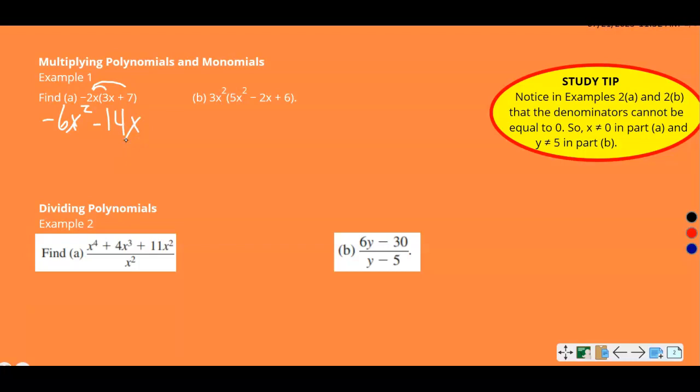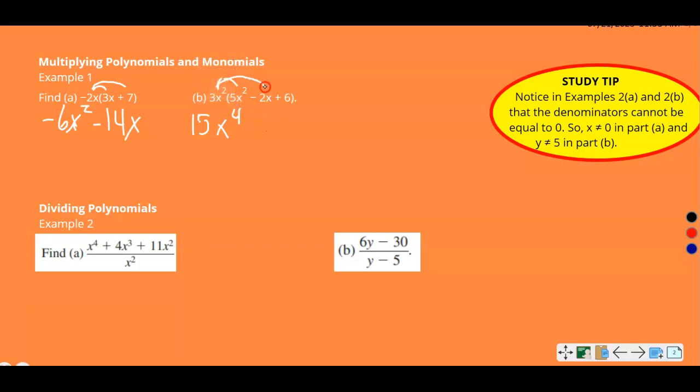Part B, this is a monomial multiplied by a trinomial. Again, because this is in parentheses, you're going to multiply the 3x squared times each term inside the parentheses. So I'm going to do 3x squared times 5x squared. 3 times 5 is 15, and x squared times x squared is x to the 4th. Again, properties of exponents, when you have the same base, you add your exponents.